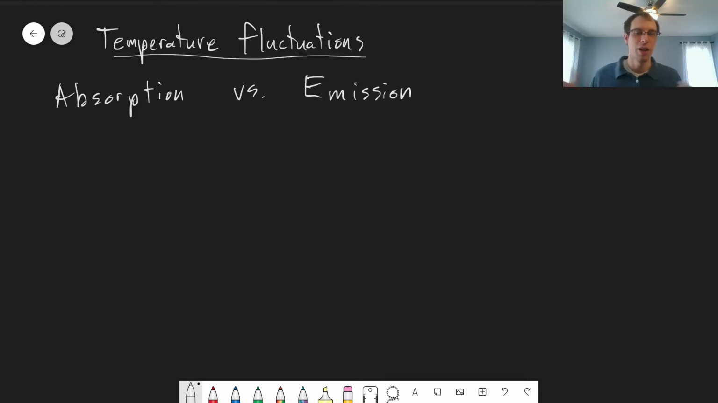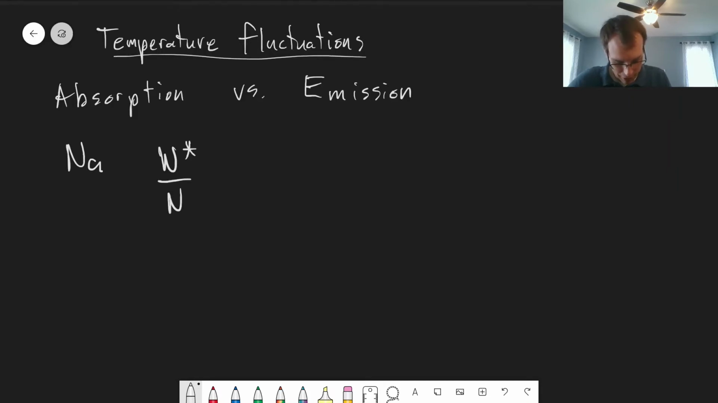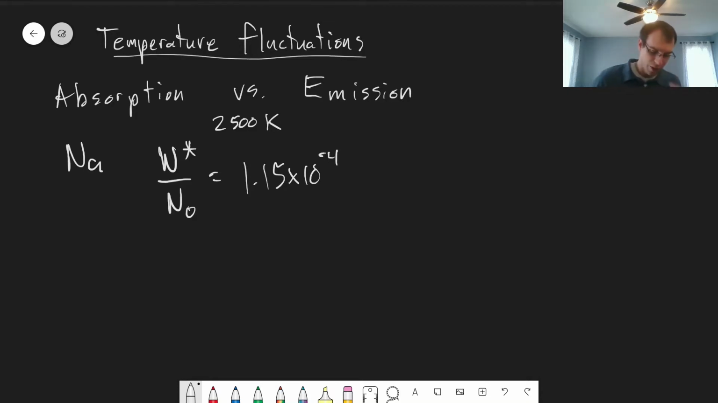Okay, so I'm not going to answer the question quite yet. We're going to go through some calculations to see what's true. So let's go back to our sodium example, our first excited state of sodium. We already calculated n star over n naught at 2500 Kelvin, and we got a value of 1.15 times 10 to the minus 4. Okay, now what if that temperature changes?